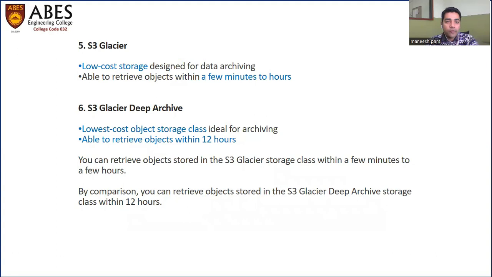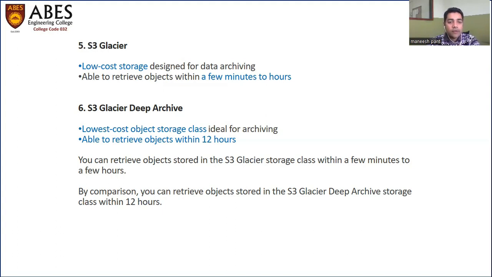Then the fifth type of storage is S3 Glacier. As the name suggests, Glacier means you are storing your data for a longer period of time. So let us see the first point, low cost storage. Obviously, if you are accessing your data after a very long time, let us say after 6 months, then the storage price is going to be very low. So low cost storage designed for data archiving. Second point, able to retrieve objects within a few minutes to hours. So it will take some time to access your data, but accordingly the price will be lower to store the data.